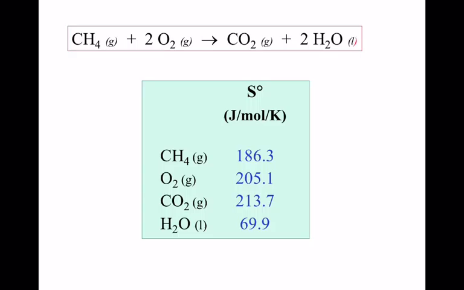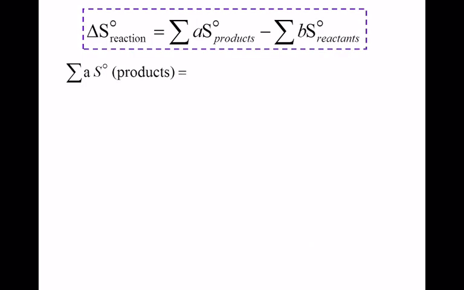So here we go. It's always products minus reactants. I like to work it as two separate problems. For the products, I take a summation of the products and get a number. Then I take the summation of the reactants and get a number, and I do one subtraction at the end. Looking at the products, we have carbon dioxide and water.